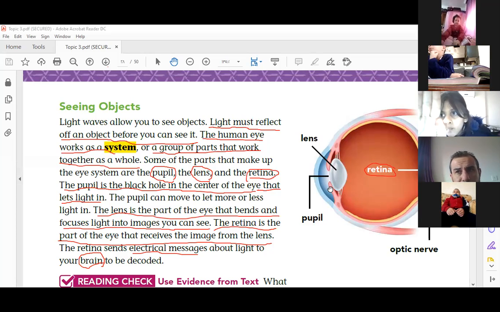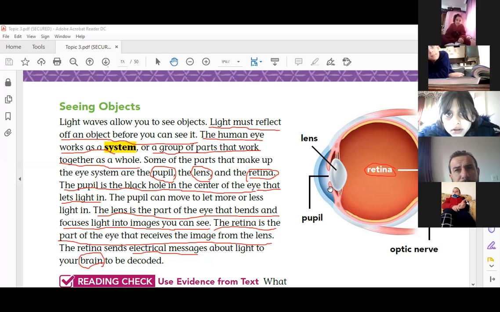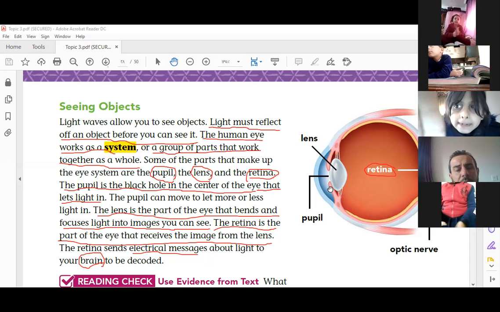Look, the function of the optic nerve is to carry this message. Because there are nerves not only in your eyes, there are nerves in your skin, in your legs, at any part of your body there are nerves. These nerves carry messages to your brain.